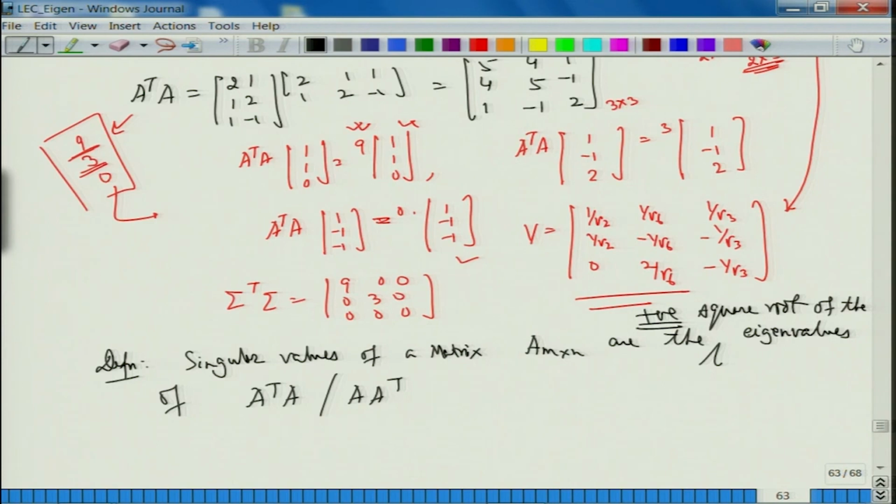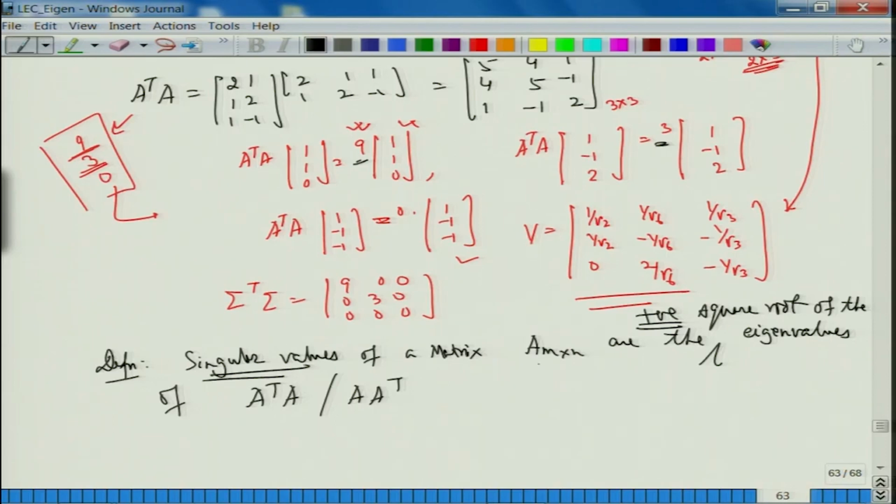So, I can have 0 sometimes, I may not have 0, it will depend on the rank. All right. So, here in this matrix A, the rank is 2. So, I have got exactly 2 of them which are non-zero, that is 9 and 3. If the rank was less, I would have got 0 as an eigenvalue, because of some result that for any symmetric matrix the rank is the same as the number of non-zero eigenvalues and things like that. Fine.